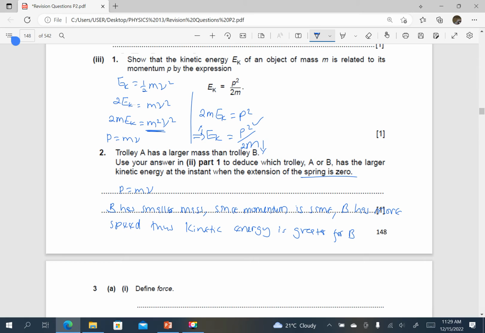Since A has a larger mass and momentum is the same, A will have less speed. It will have a smaller kinetic energy because momentum is the same, but the mass is greater. If the mass is greater, it means the kinetic energy is going to be small for A. So A will have a smaller kinetic energy if the momentum is the same because it has a greater mass.